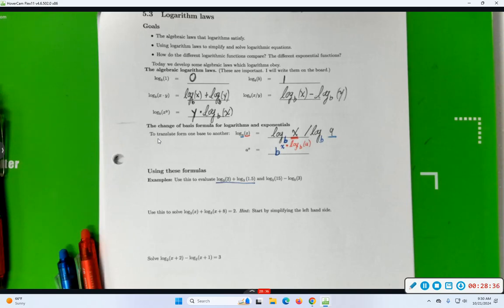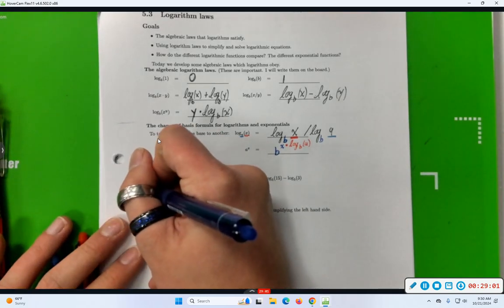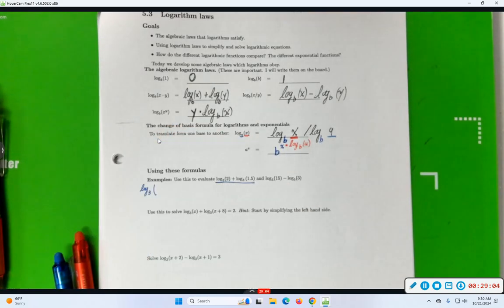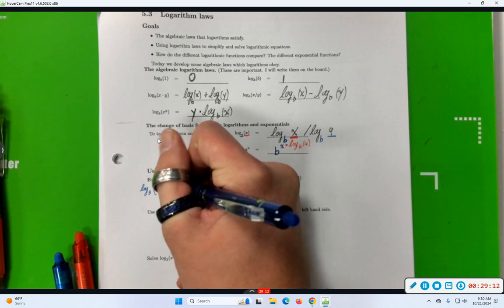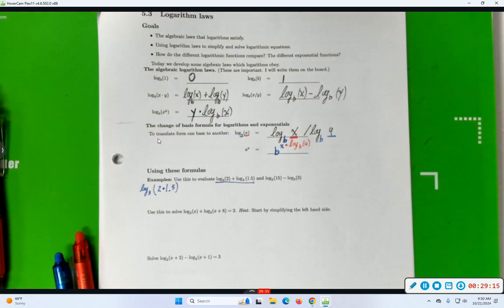And here's how I'll propose doing it. Let's change that into a single log. So let's just take a look at that and see if any of these rules look useful. Does that rule look useful to this problem? This one? That one? I see two logs added together. Let's just see what happens when I write them as a single log. So this will become the log base 3 of what's going to be inside of the parentheses? 2 multiplied by 1.5.